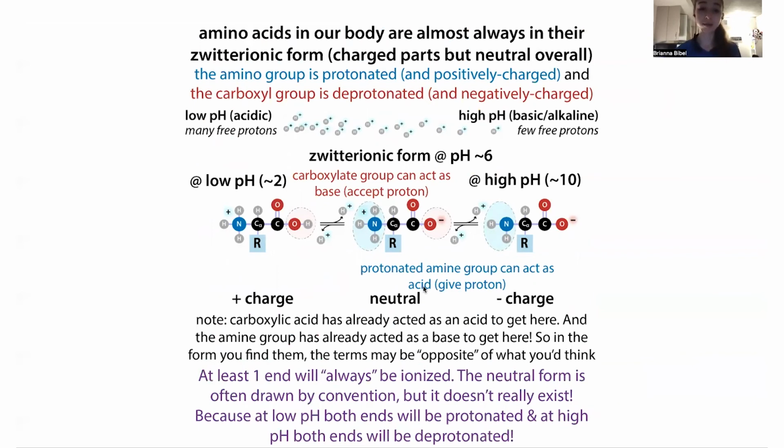So remember that your carboxylic acid group already acted as an acid, so now it's in its carboxylate form, and your amine group already acted as a base to get here. So in the form you find them, they're typically the opposite of what you would think, which is why when we say amino acid, we talk about a carboxylate group. At least one end will always be ionized. The neutral form is often drawn by convention, but doesn't really exist. At low pH, both of these will be protonated and you'll have a positive charge. At a high pH, both ends will be deprotonated and you'll have a negative charge. So I hope that helps you better appreciate the zwitterionic life of amino acids.